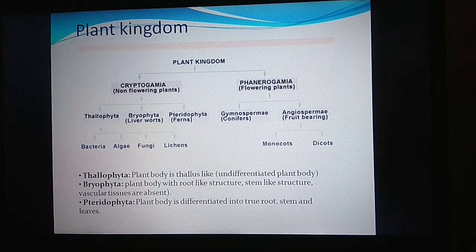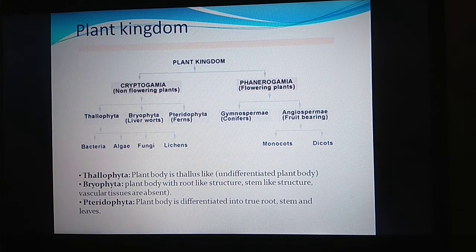Now, the plant kingdom is basically classified into this hierarchy. As you can see in this hierarchy, the plant kingdom is divided into two groups, that is cryptogamy and phanerogamy. Cryptogamy are the non-flowering plants, phanerogamy are the flowering plants. Then further the cryptogamy is divided into three major parts, that are thallophyta, bryophyta and pteridophyta. And the phanerogamy, the flowering plants, are divided into gymnosperms and angiosperms.